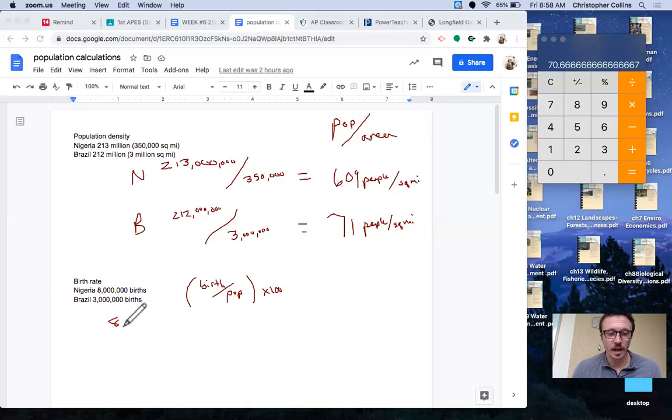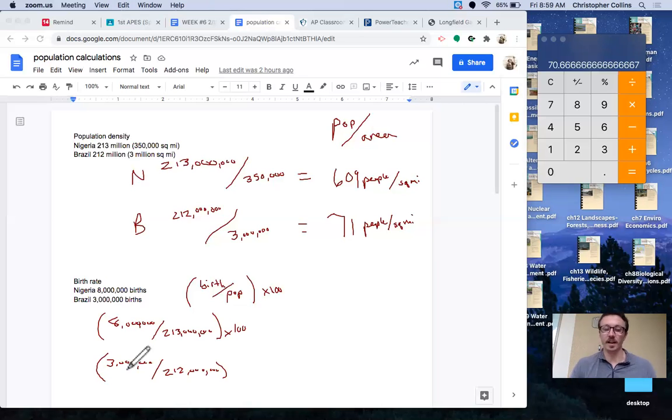So Nigeria has 8 million births, we need to divide that by the total population, which was 213 million, okay? And then that'll give us a decimal, multiply that by 100, and that'll give us a percent. And then we'll do it for Brazil as well. 13 million births, 212 million. And again, our intuition at this point is telling us that, okay, I know the birth rate's gonna be much higher in Nigeria than in Brazil, but how much higher, okay? That's the question. And again, the percents are really valuable tools in demographics.